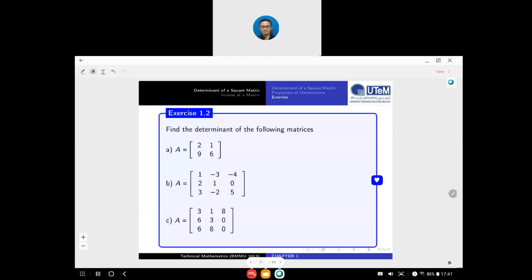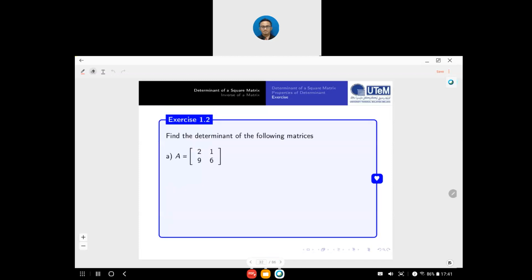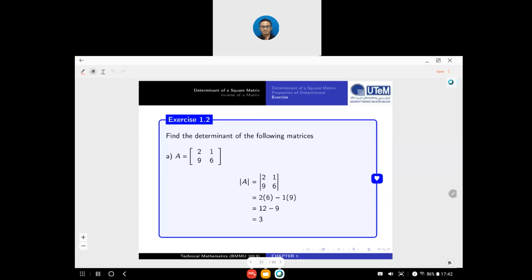So A, you have the matrix 2, 1, 9, 6. What is the solution for this one? Matrix 2, 1, 9, 6. So what is your answer? Okay, so this one you can get 3 as the determinant. You cross multiply like this: 2 times 6 and then minus 1 times 9. So you get 12 minus 9, equal to 3.